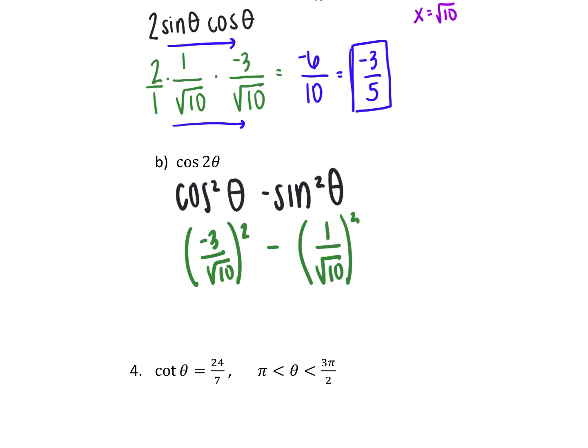Square each individual piece. So if we have -3 squared, it should come out +9 over root 10, the denominator squared, we would get 10 minus 1 over 10. 9/10 minus 1/10 gives us 8/10, which simplifies to 4/5.